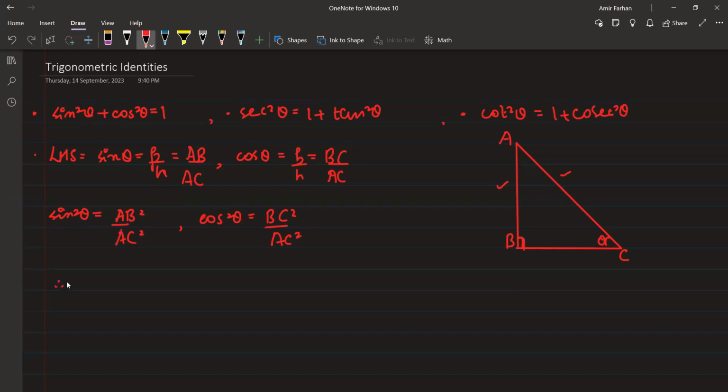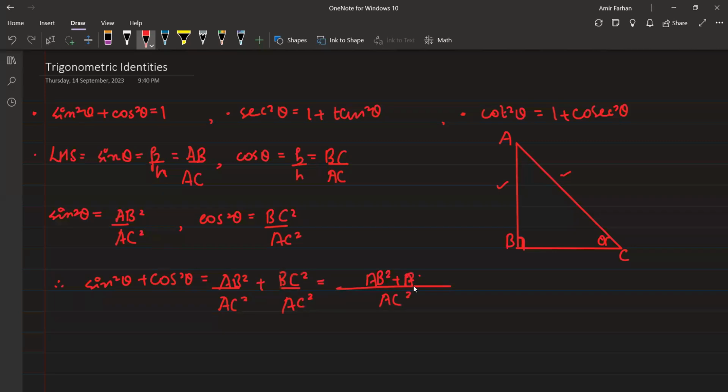So sin square theta plus cos square theta is equal to AB square by AC square, Adil, plus BC square by AC square. Yes or no? Yes. The AC square denominator is the same. Can we add them directly? Yes or no, Adil? Yes.